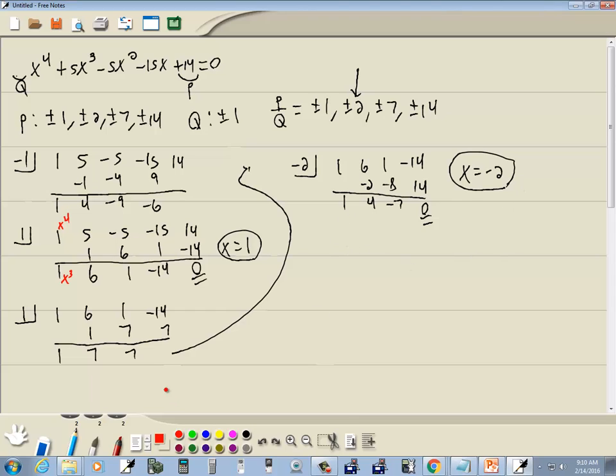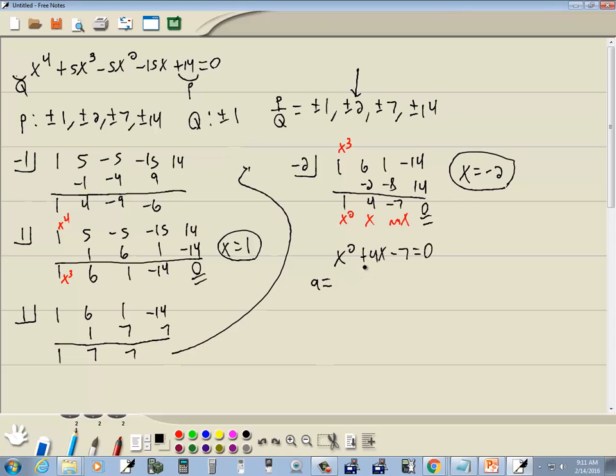Now, remember when we found the first answer, it took us down to x to the third, so now we're down to x squared. Each answer you find takes it down one more power. So we're left with x squared plus 4x minus 7. And your goal is to get it down to the quadratic. If you can get it down to the quadratic, you can use another method to finish it.